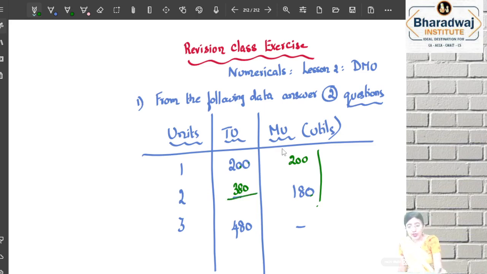Now what is the second question answer? 100. How did you get it? 480 minus 380, the difference between the two, got 100. Are you clear? Where did you get stuck up?